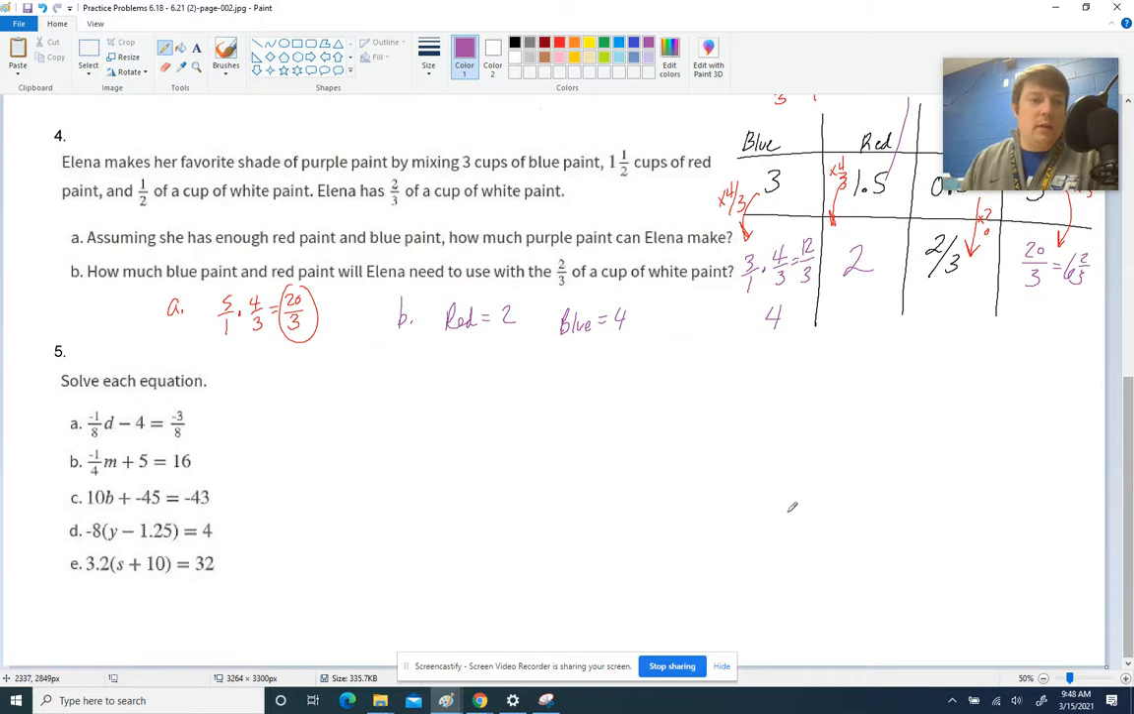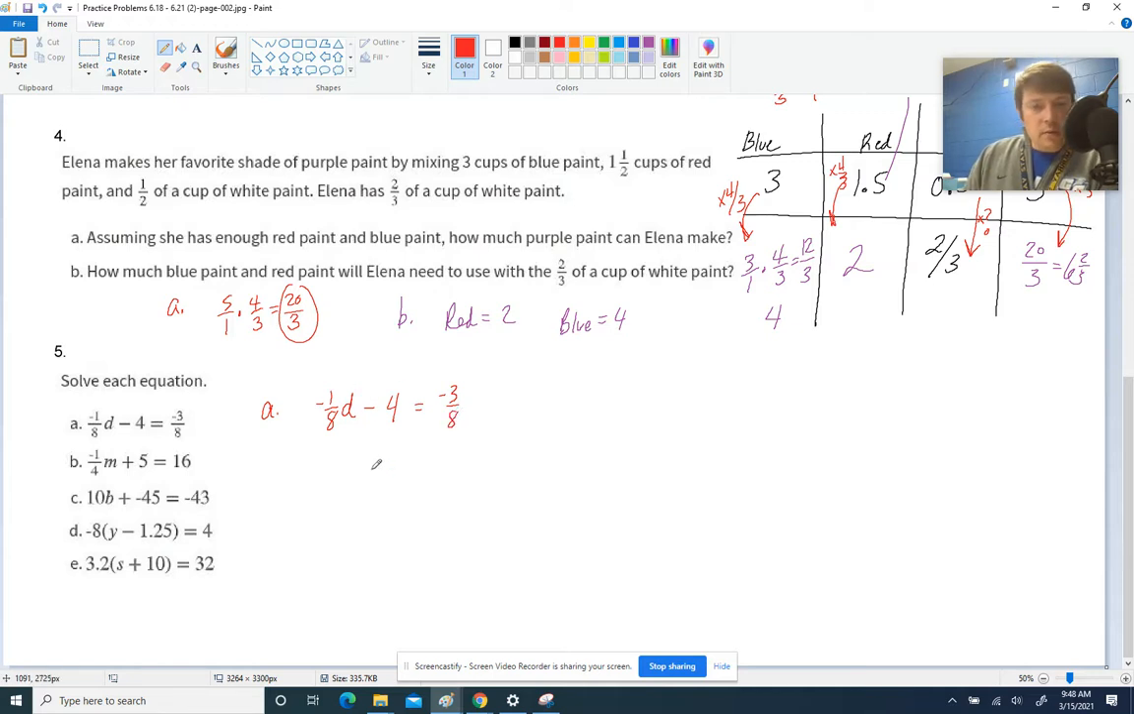All right, let's move on to the last part. I'm just going to do a couple of these, and then you can do the rest on your own. I will do the fraction ones at the beginning. That seems helpful. So let's do part A. We're just solving equations. Negative 1/8 d minus 4 equals negative 3/8.